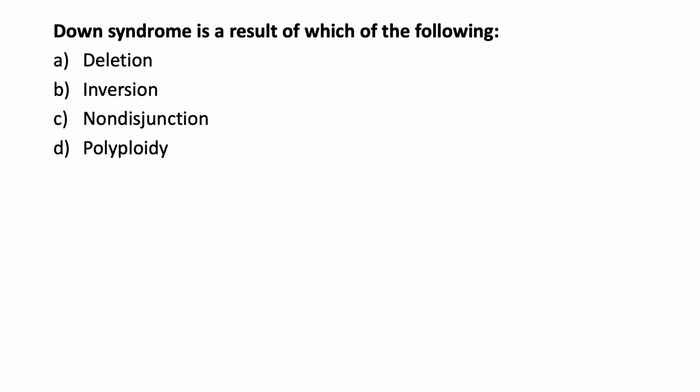Alright, so the correct answer here is a non-disjunction, because Down syndrome is an example of a trisomy. It's trisomy 21. And trisomies are always the result of a non-disjunction.